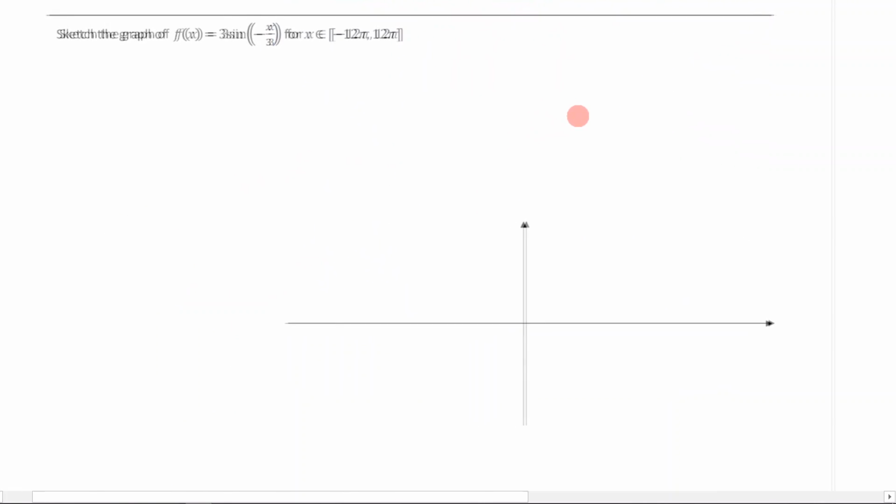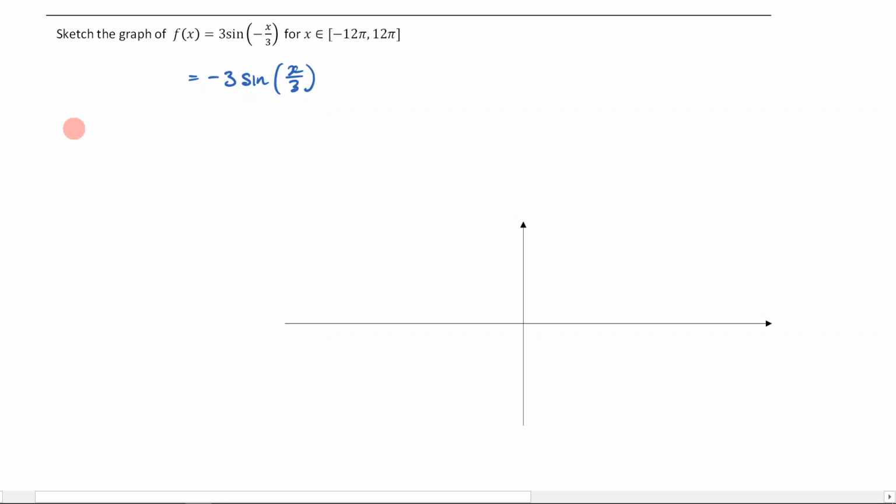Now, what makes this one interesting is a few things. First, we have a reflection of the y. And as you can see here, my domain is negative 12 pi to 12 pi. So I'm going backwards as well, which is going to make things a bit interesting. First things first, when I've got a negative here, I just take that negative out the front. So it's going to be negative 3 sine of x on 3, like that.